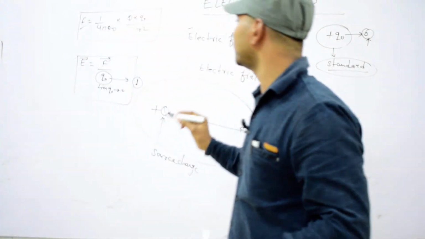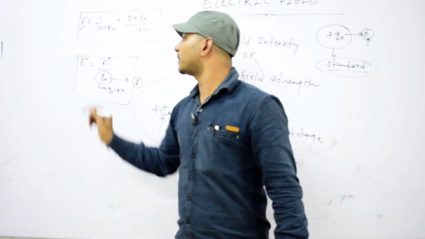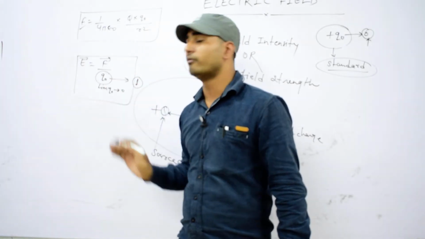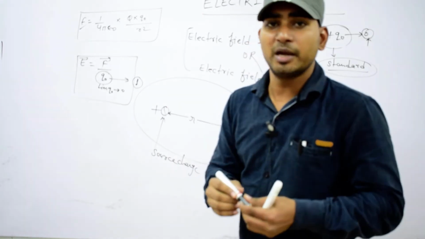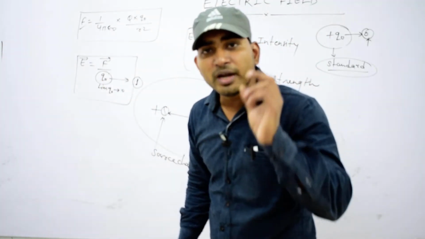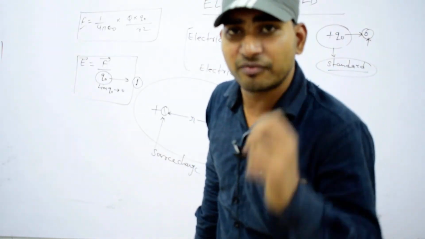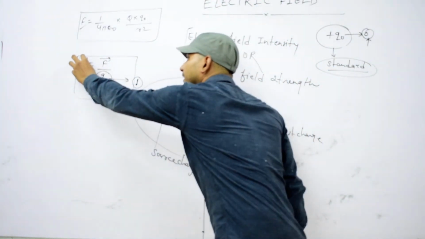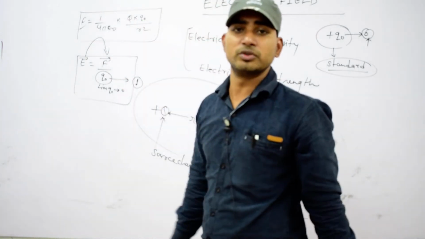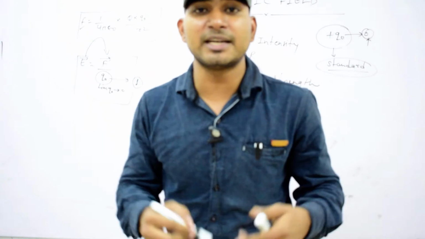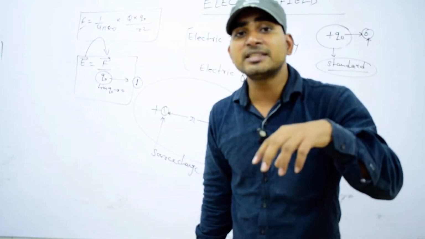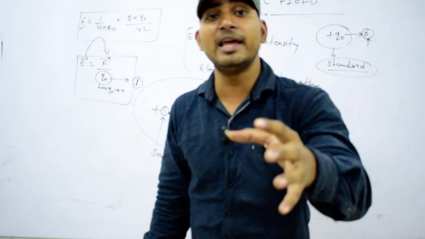You see on the board, this formula E equals F upon Q naught, and if Q naught is 1, a unit, it means the total force experienced by the unit test charge placed inside the field is called electric field strength. So field strength is related to force. The more force the test charge experiences, the stronger the field; the less force it experiences, the weaker the field.